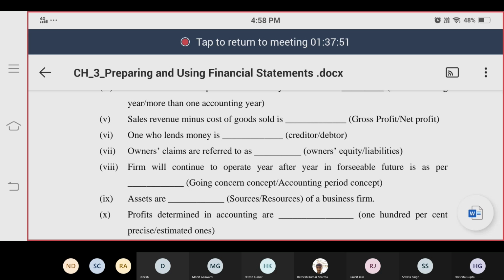Okay, good. Thanks. Owner's claims are referred to as owner's equity or liabilities. Razi? Razi, are you here?